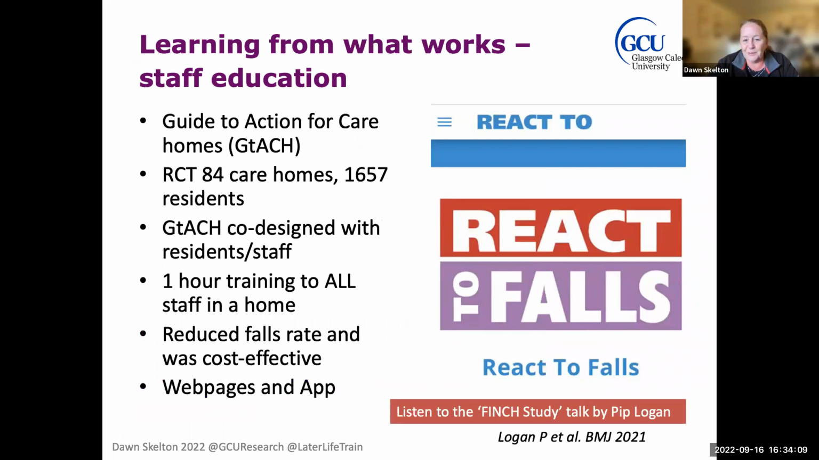I'd also direct you to a fabulous resource online called React to Falls, which has got a lot of very useful information on staff education, and in a large randomized controlled trial showed a reduction in falls rate, and it was cost effective. There are both web pages and apps to support that, and you'll hear more about that from Pip Logan in another talk.